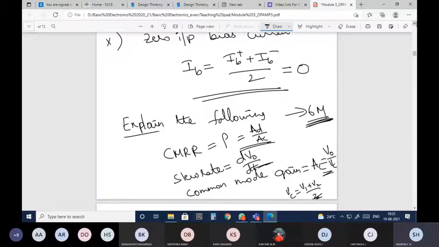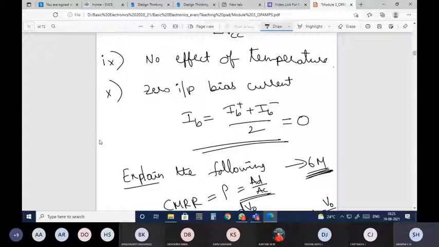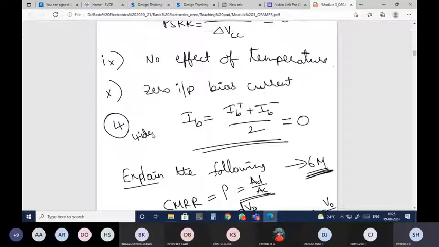Okay, and one more question they have given you. What are the ideal parameters of OPAMP? That was one question. For that he has given 4 marks. So since it is 4 marks, even if you write any 4 ideal characteristics, you'll get 4 marks.